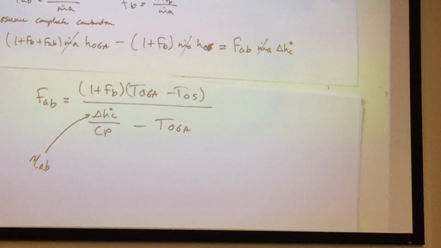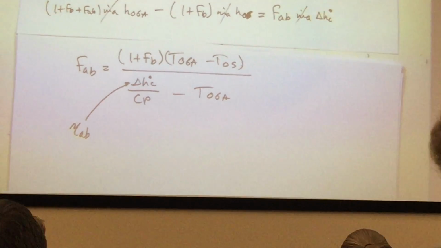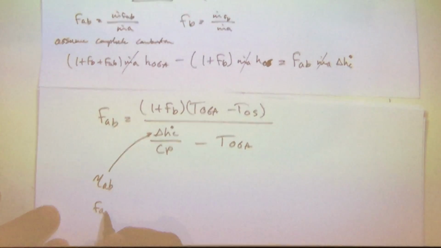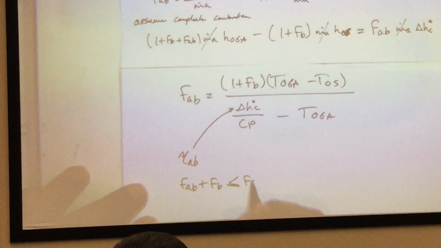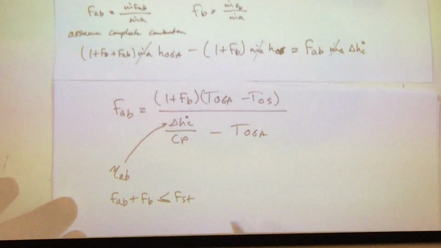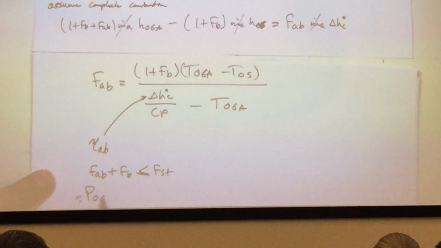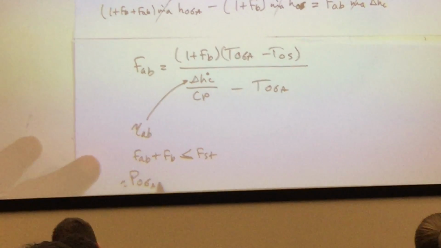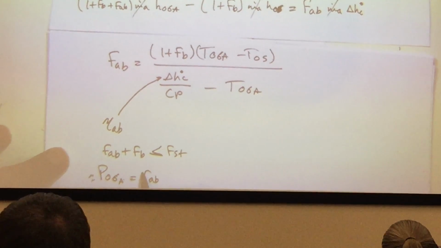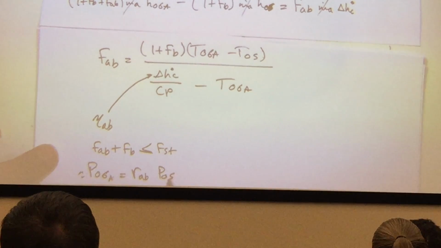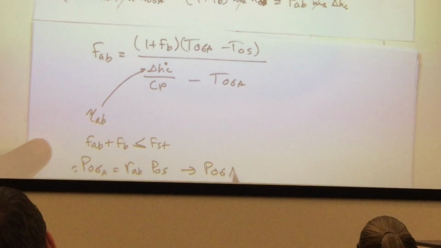So we have to treat the afterburner with the same principle that we did with the combustor. We have to assume, again, that f_ab plus f_b has to be less than or equal to stoichiometric. If it's not, then we have to get the max temperature again. And P_O6 of the afterburner is equal to the pressure ratio, or the pressure drop across the afterburner, times P_O5, the pressure that was coming in. And from that, you could actually get P_O6a.